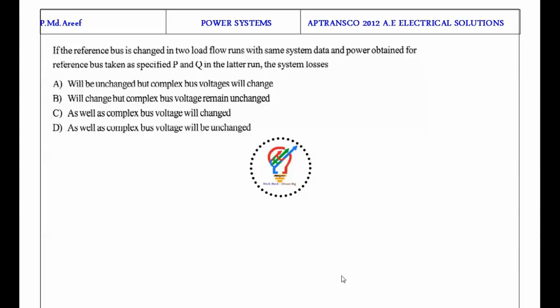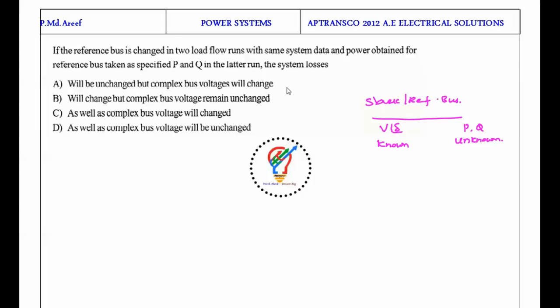The next question. If the reference bus is changed in load flow runs with the same system data, and the power obtained for the reference bus is taken as specified P and Q in a later run, the system losses. So first thing is, we are taking a slack bus here. Let me take a slack bus, which we can also call a reference bus. Can you recall what the known quantities in the slack bus are? They are V at an angle delta. These are 2 known quantities. What are the unknown quantities? P and Q are unknown.